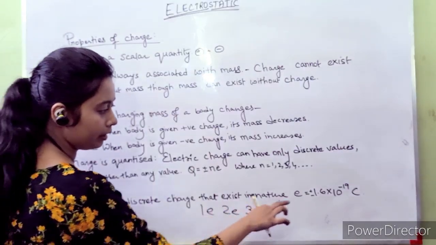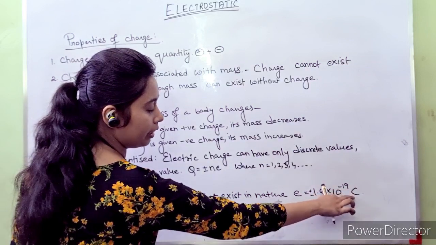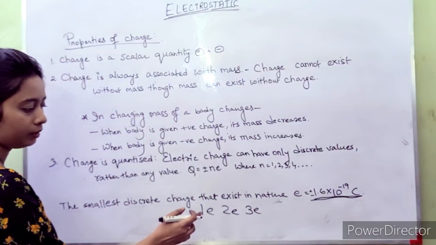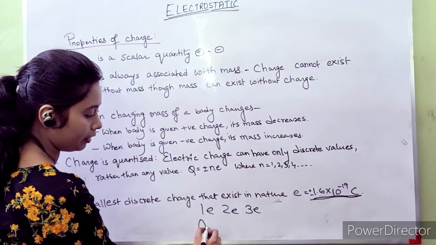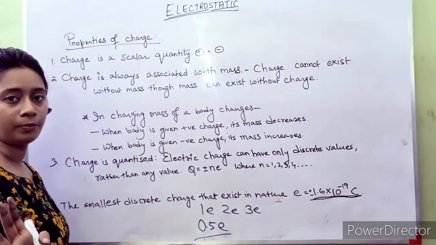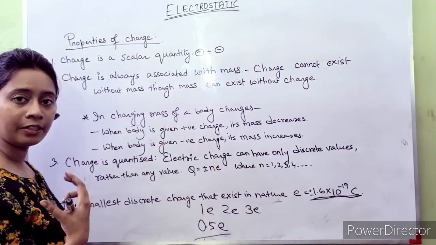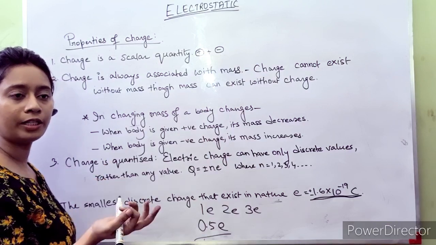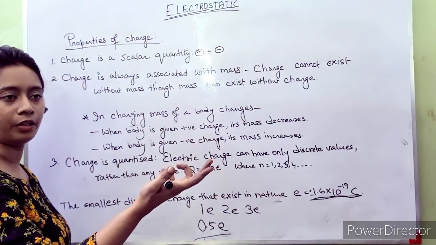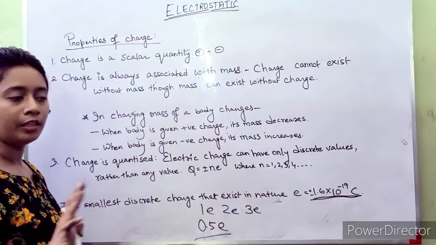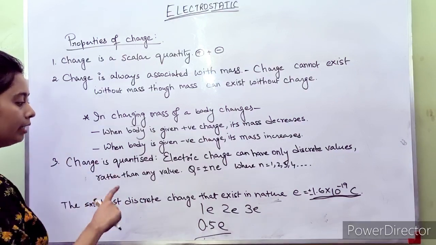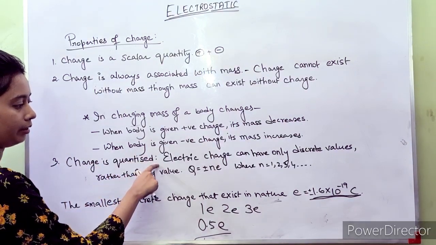Means 1 into 1.6 into 10 to the power minus 19 coulomb. That means an integral multiple of this value. But I can't say that I have given that body 0.5 electron. That is not possible. Either you take electrons, means 1 electron, 2 electrons, 3 electrons, means in whole numbers you can take electrons or you can give electrons. But in fractions, you can't take or give electrons. So that is, charge is quantized.